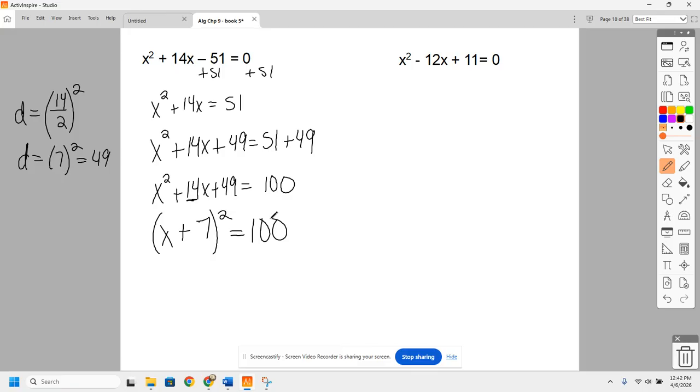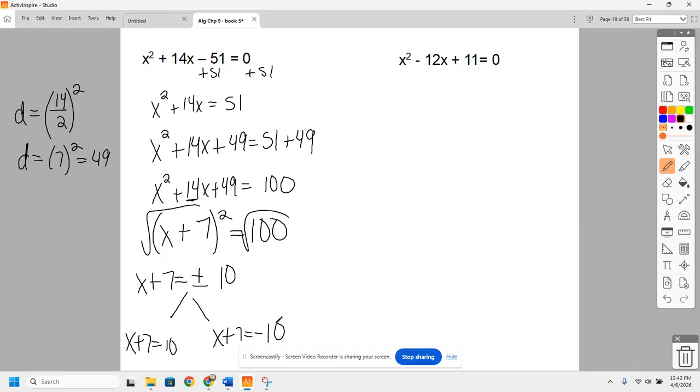So this is almost in vertex form too, if you were asked to write it in vertex form. But you're not. We're just solving by square roots. So I'm going to go ahead and square root both sides. I end up getting x plus 7 is equal to plus and minus the square root of 100, which is 10. And now I have my two problems. X plus 7 equals positive 10, and x plus 7 equals negative 10. Solve both of these. Well, this answer over here is x equals 3. This answer over here is x equals negative 17.